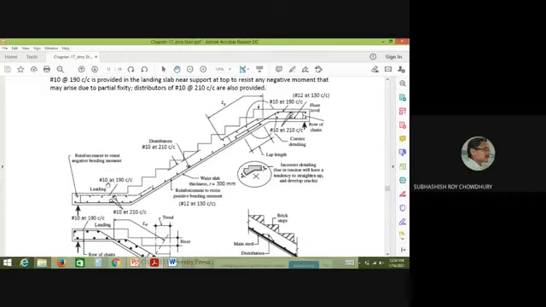Similarly, the same steel, 10 millimeter at 190 millimeter center to center, is provided here. And the steel that you are providing here, 12 millimeter at 130 center to center, will be continued here and extended. Ld you may calculate, it will be near about 50 times d. So 50 times the diameter of the bar you will calculate, and when you draw this, you should mention this length. Whatever bar you have provided is 12 millimeter, so near about 60, so it should be 600 millimeter.